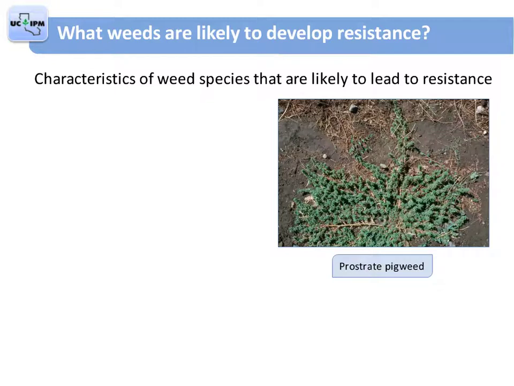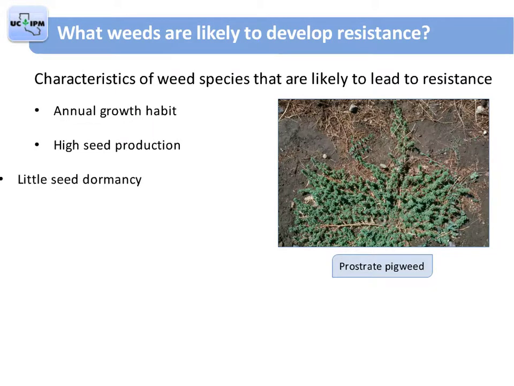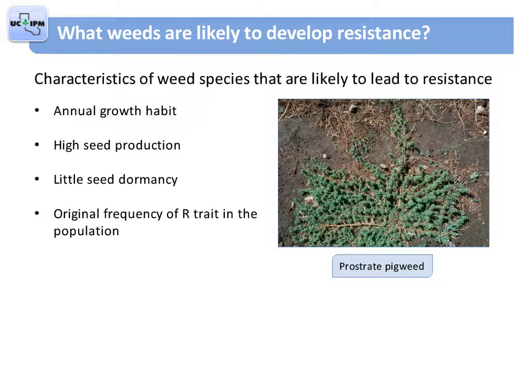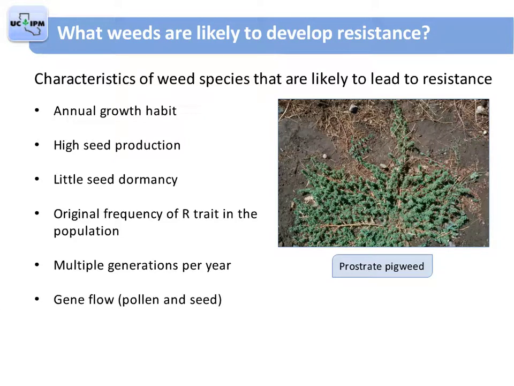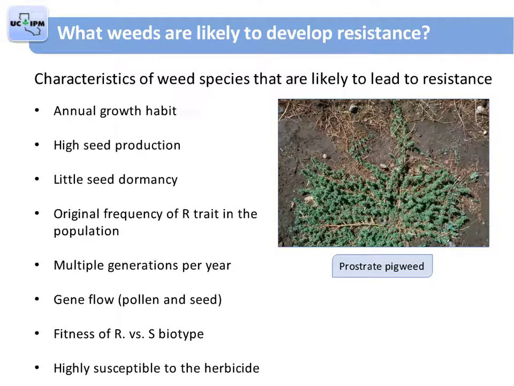Certain weeds are more likely to develop resistance. These weeds are annual plants and produce a large number of seeds. There is little seed dormancy on those weeds. The original frequency of the resistant trait is high. They produce multiple generations per year, similar to insects. The gene flow is by pollen and seed. They do not lose fitness when they have resistance, and they are highly susceptible to herbicides. Pigweed is a good example of a species that develops resistance. It has all of these characteristics.